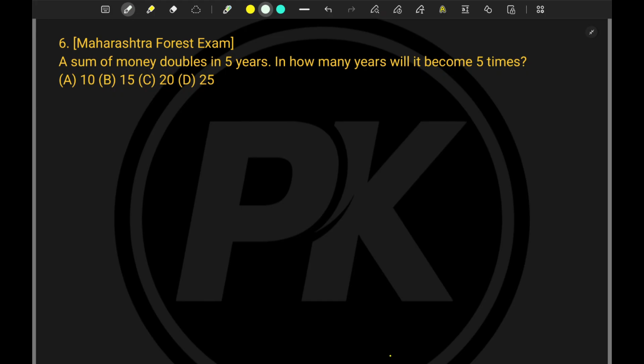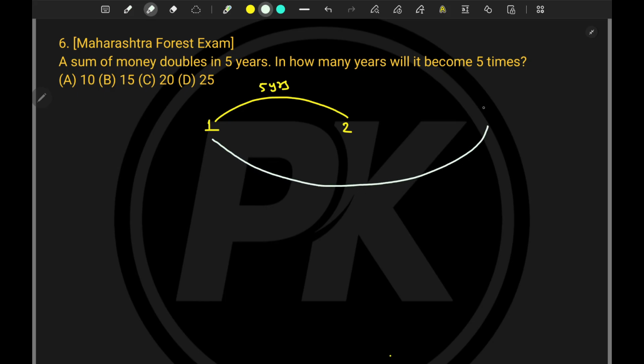So this problem was asked in the Maharashtra Forest exam. A sum of money doubles in 5 years. So let's say there was 1 rupee. Now that is becoming 2 rupees. It is doubling, right? In 5 years. What is asked: in how many years will it become 5 times? So that means this 1 should become 5. In how many years? That we have to find out.